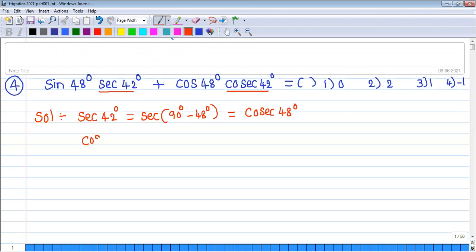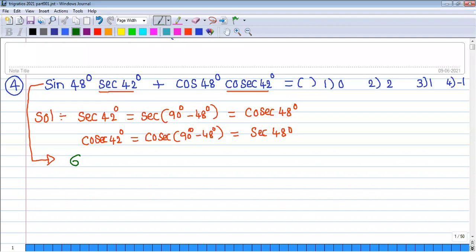So now let us change cosec 42 degrees. Cosec 42 degrees is cosec of 90 degrees minus 48, which is sec 48 degrees. Now go to this problem. Let us write the given expression. Given expression is equal to sine 48 into sec 42, which means cosec 48, plus cos 48 into sec 48.